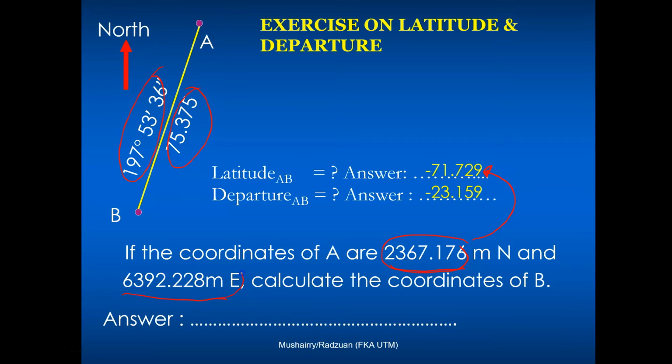that will give you the northing of B, and similarly you take the coordinate of A, the easting of A, add it to the departure, so that will give you the easting of B. If you do that, you will get those values written there at the bottom of the screen. Okay, let's repeat that calculation.